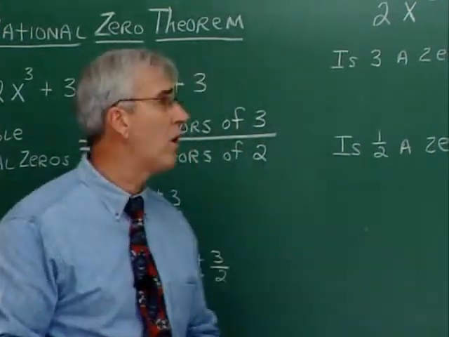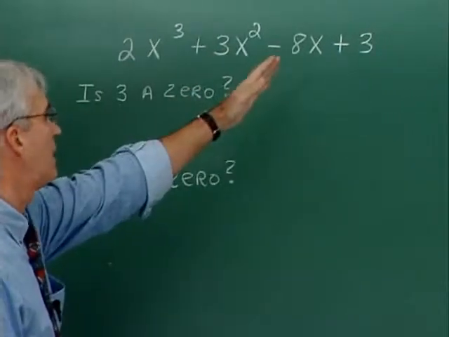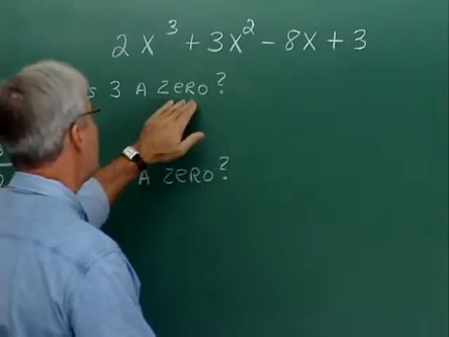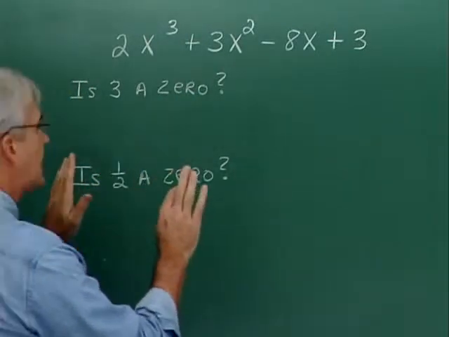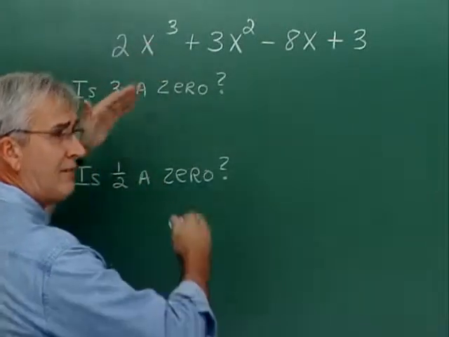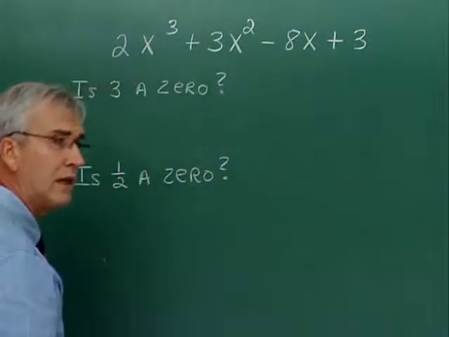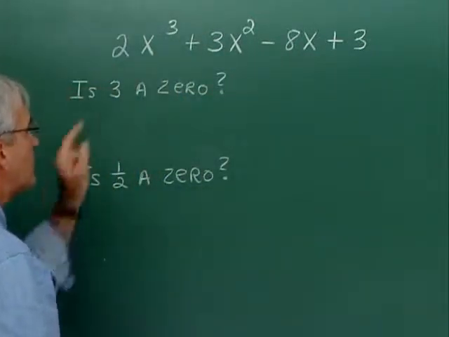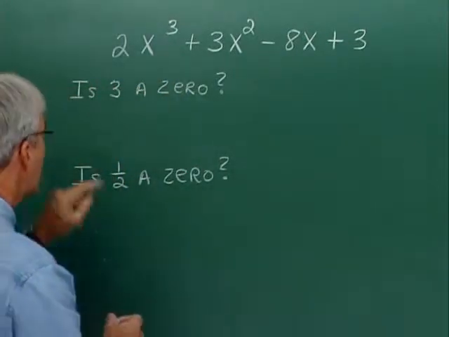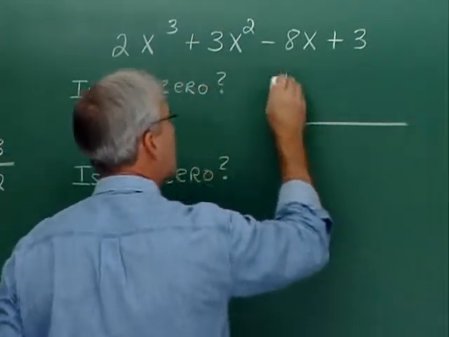At any rate, suppose we want to investigate to see if 3 is a zero of this polynomial. It's the same polynomial we had over here. Now, to test to see if 3 is a zero, we kind of use this idea. If 3 is a zero, then x minus 3 is a factor. And if x minus 3 is a factor, then x minus 3 will divide that polynomial evenly. And to divide x minus 3 into that polynomial, we can divide synthetically by 3. So to see if 3 is a zero, we divide synthetically by 3. And here's how that goes.